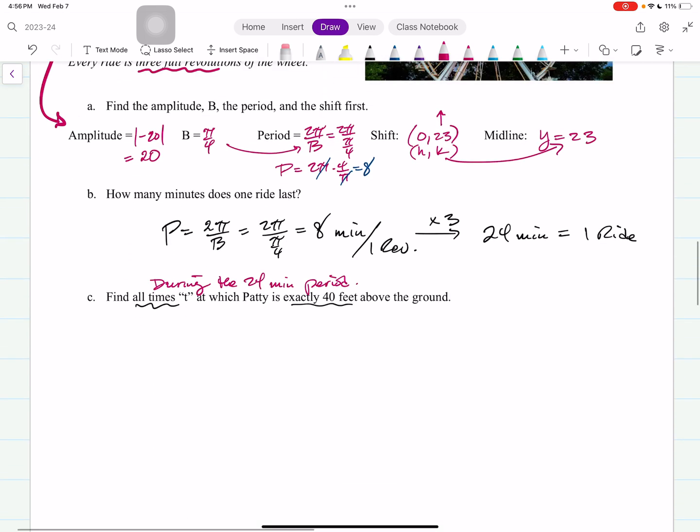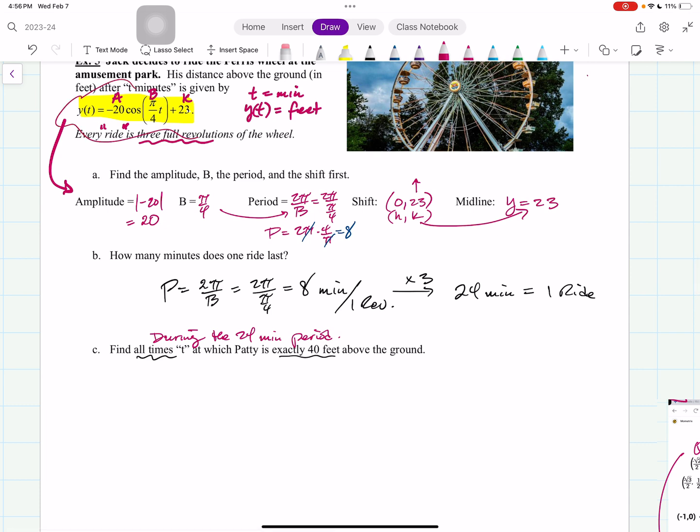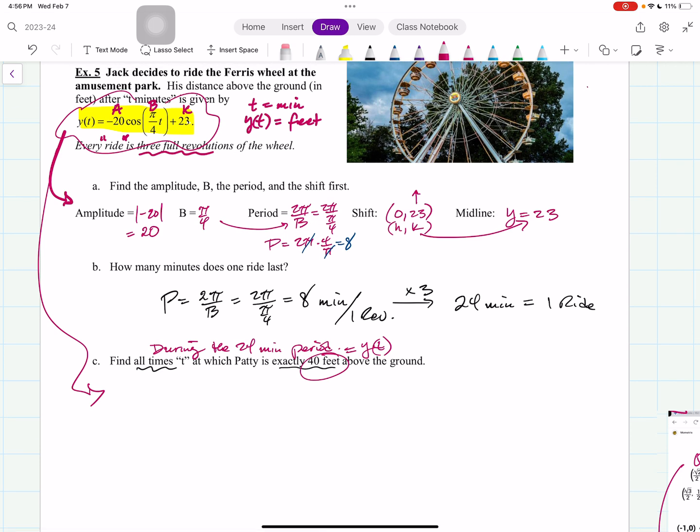What we want to do is take our function up at the top and figure out when it is 40 feet high. And guess what? That's y of t, because y of t stands for a height function. They should have called it h of t. If I wrote this, I would have said h of t for a height function, but it says y of t, so just go with the flow. Let me write the function. We've got y of t equals -20 times cosine of pi over 4 t, plus 23. Well, this is the height. This is a height function.